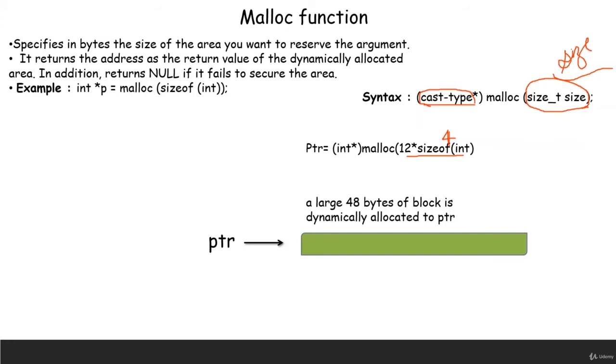But wait. You might wonder what this 48-byte block will contain. It will contain garbage values, meaning each block of this memory will be initialized with garbage values. This is the main difference between malloc and the other functions: malloc does not clear the memory, so each block holds a garbage value. This is the key point to remember.